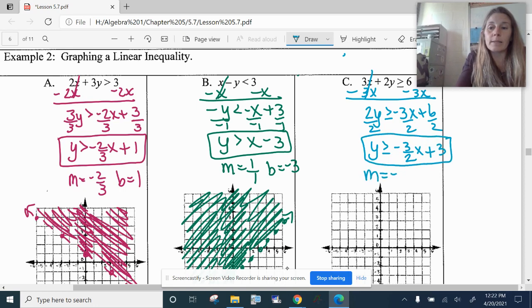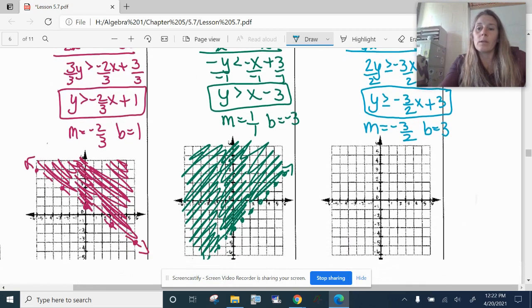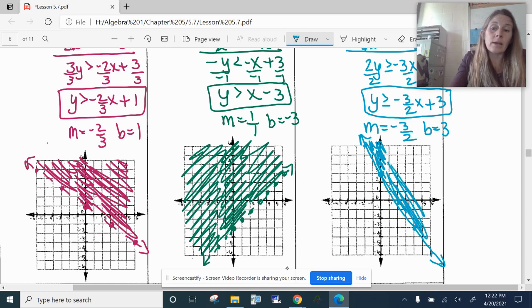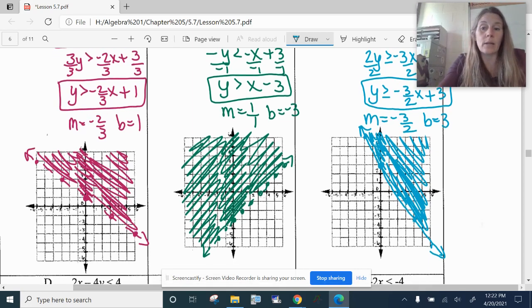My slope here is negative 3 over 2, and my y-intercept is 3. So I begin by plotting my y-intercept at the 3, and then I move down 3 to the right 2, down 3 to the right 2, down 3 to the right 2. This one will be a solid line because of the equal to on my inequality sign, and y is greater, so I'm going up from my y-intercept, which will be this half plane here. So we often say the boundary line will divide our coordinate plane into 2 half planes, so that's what I'm referring to there.